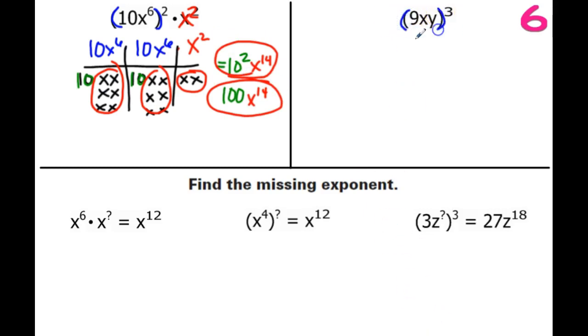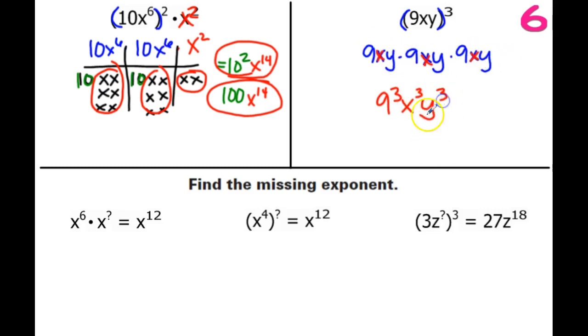Last one like this, we're going to write whatever's in parentheses 3 times: 9xy, 9xy, 9xy. So here we have 9 3 times. We have x 3 times, x to the third, and we have y 3 times. You need to have each one have the exponent.